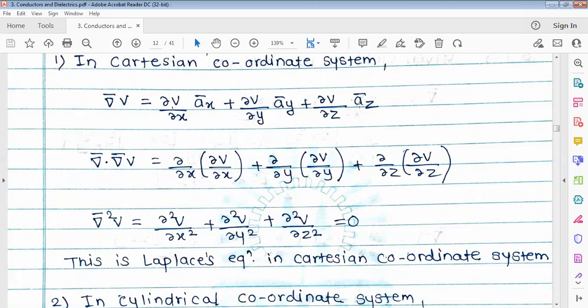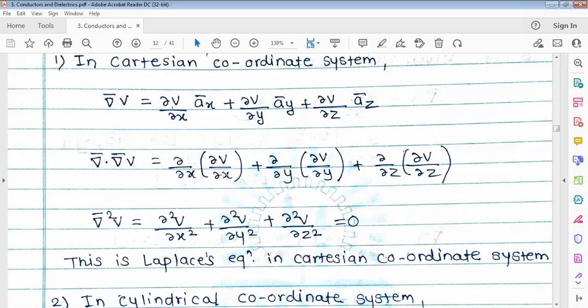Scalar quantity or vector quantity? Scalar. Of course, it will be a scalar quantity because it is a dot product. Just taking the dot product, all the unit vectors will get cancelled here, and it is the double derivative. I hope you understood this equation, and it is nothing but del square V.